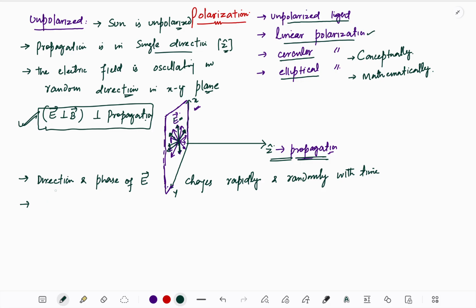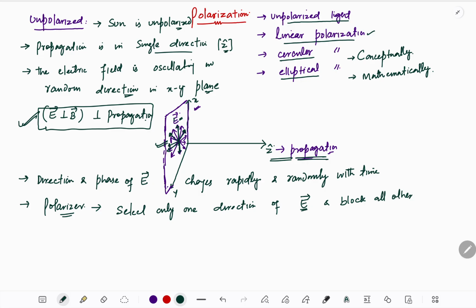So then what we do, we set a polarizer, an instrument, sort of. Then we pass this unpolarized light through that polarizer, and what we do is select only one direction of electric field, and block all other directions.